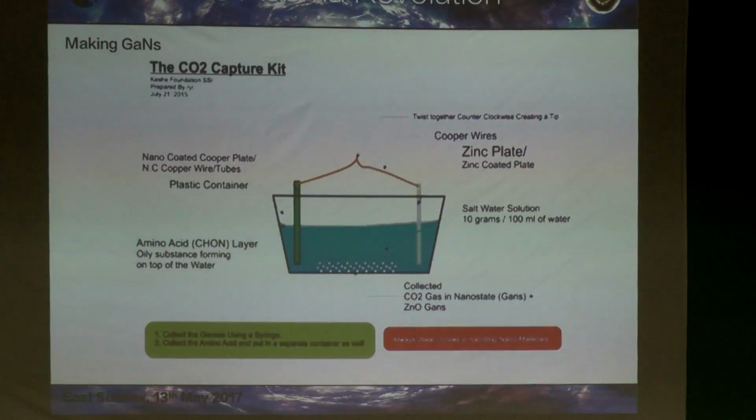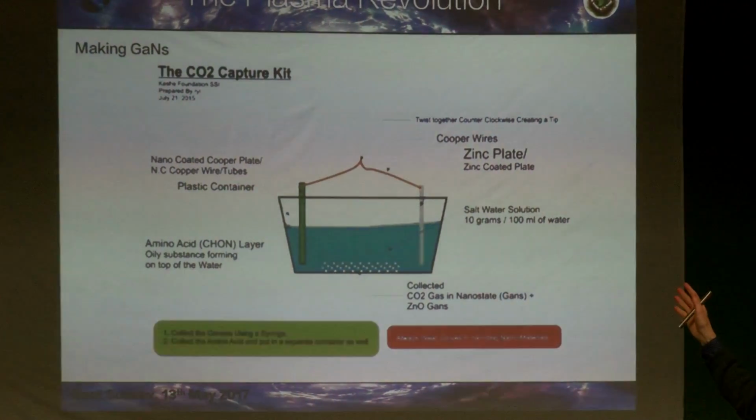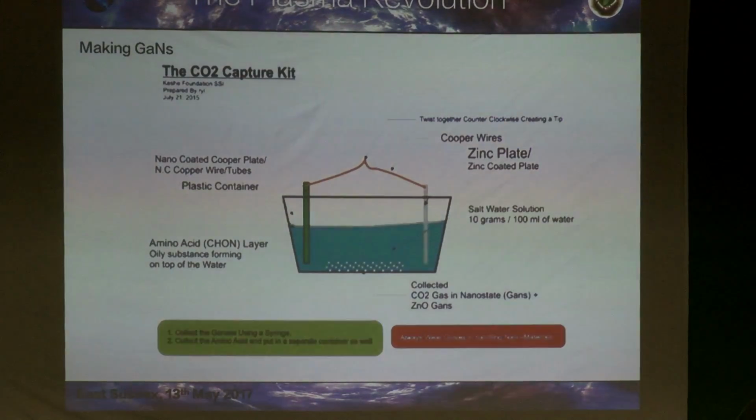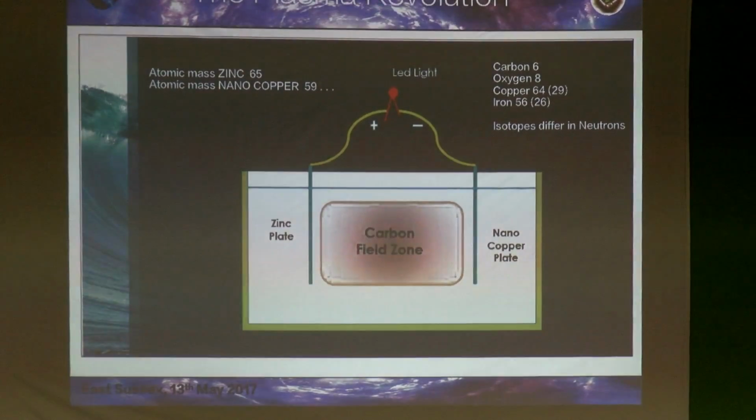So how we make the CO2, it's electrolysis, but it's not electrolysis. It's kind of electrolysis, but it's not. It's spiritual electrolysis. You've got the nano-coated copper plate on the left, which is the superconductor. We'll cover nano. It's a nano-coated copper plate, and we've got a zinc plate. And they're in saline water. The salt water is the medium that helps these energies manifest.